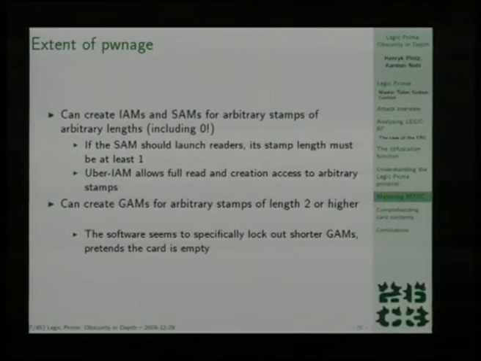With what I know now, I can create IAMs and SAMs for arbitrary stamp lengths, including 0. Of course, the stamp must have some length if you want to launch a reader with it. And the IAM with stamp length 0 can authorize read and write access to arbitrary cards. I can create GAMs with stamp length 0, but the software won't accept them. It just sits there for 2 seconds, ponders the virtue of its existence or whatever, and then pretends that the card is empty without any error message. So there seems to be a conscious lockout, the origin of which I'm not completely sure about.